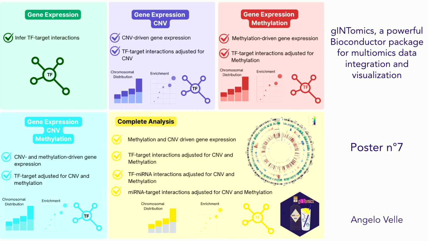In particular, this year we added the possibility for users to split the samples into different groups and then check whether there are genes that are differentially methylated or differentially altered in terms of copy number variations. The user can also check if these alterations are actually significantly impacting gene expression. We also provide a couple of case studies to show the potential of the package. If you want to know more about this, come to poster number 7.